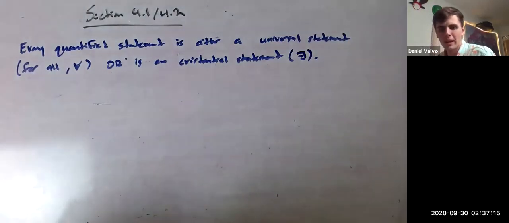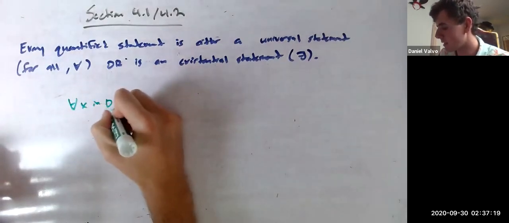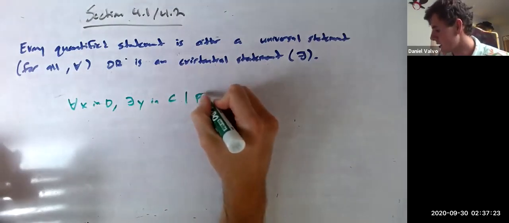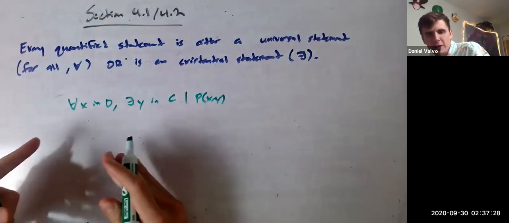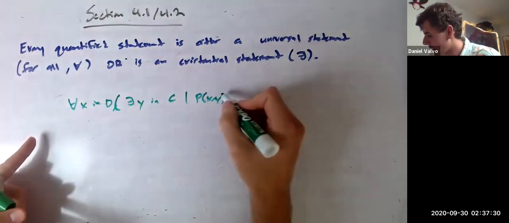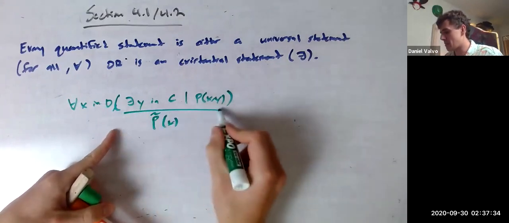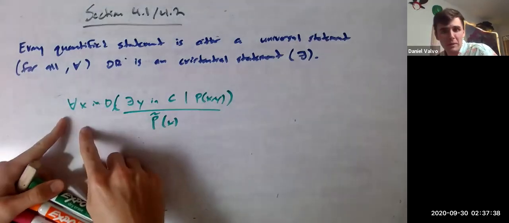Even the ones that look weird, like, hey, for all x in D, there exists a y in C such that P of x, y. Even this is really just a for all statement where the predicate happens to be a statement that's a there exists statement under the hood. But it really is a for all statement, right?